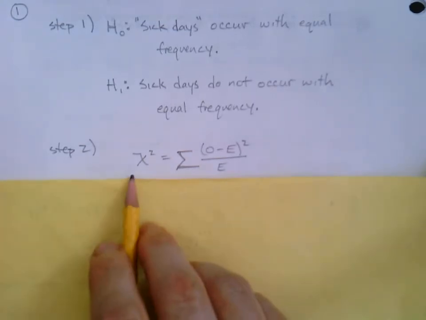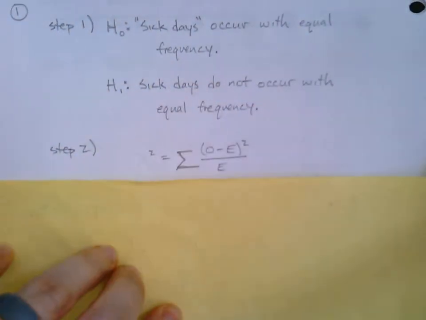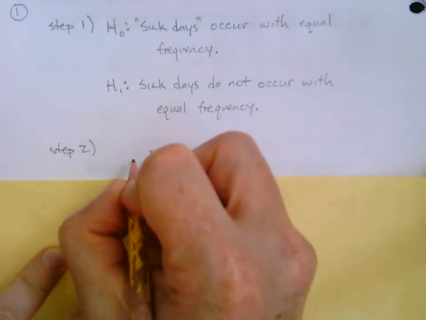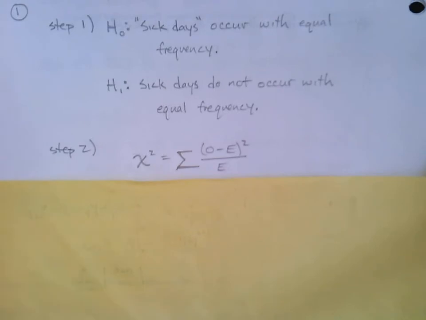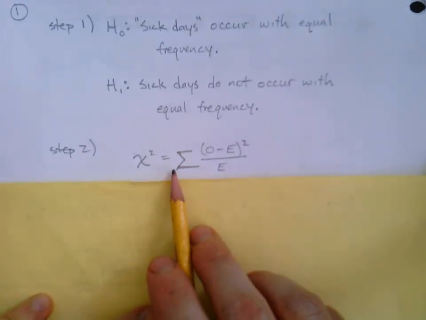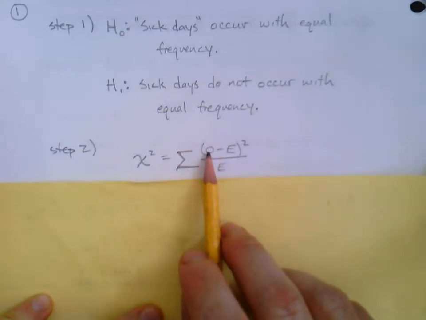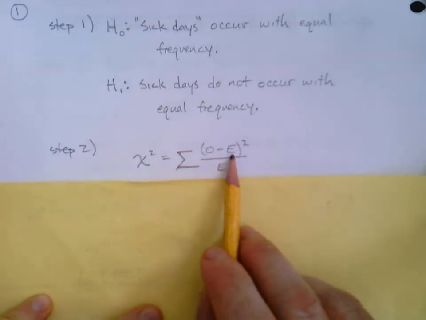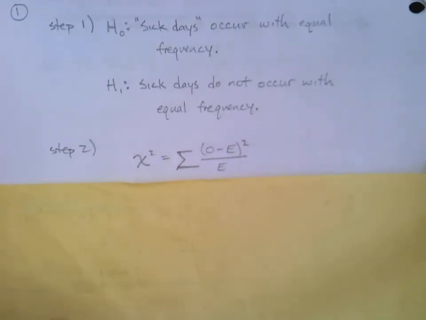This right here is not an X, and even the way I've written it isn't quite right. This is the Greek letter chi. It swooshes through and then crosses like that. That's a capital chi. It's equal to the summation symbol, observed minus expected, quantity squared, divided by the expected. All right, what does that mean?